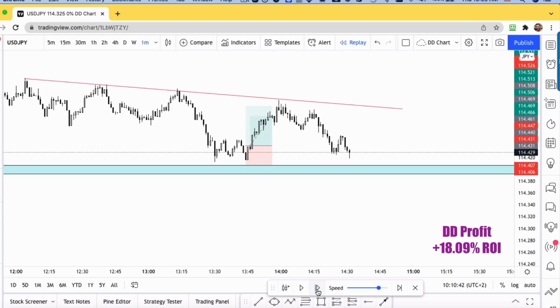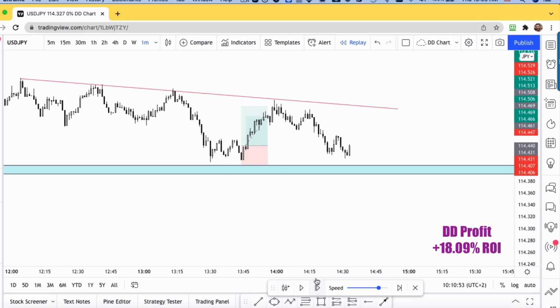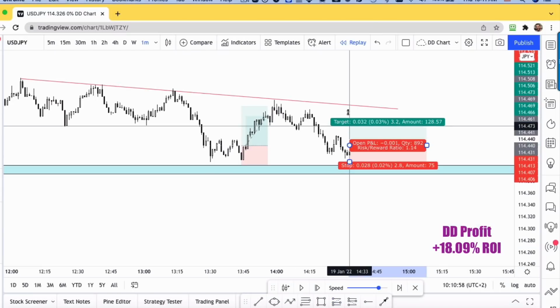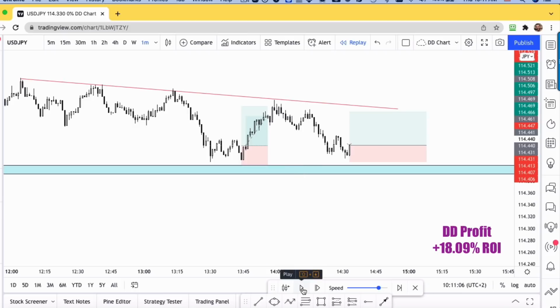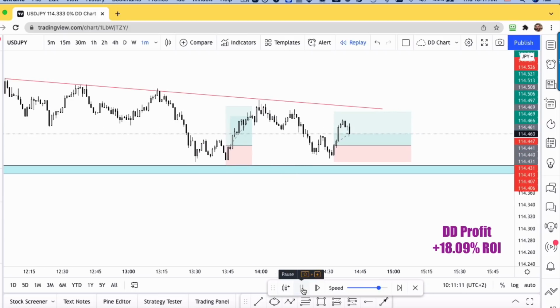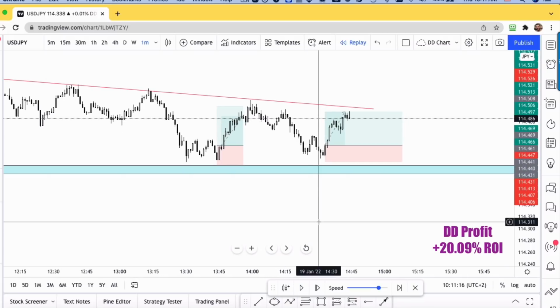Oh, good. I like those wick candles. So now I just need some bullish candle after that wick. There we go. 2 to 1. 2.8 pip stop loss. That's tight. Yeah, got it again. Another 2%.